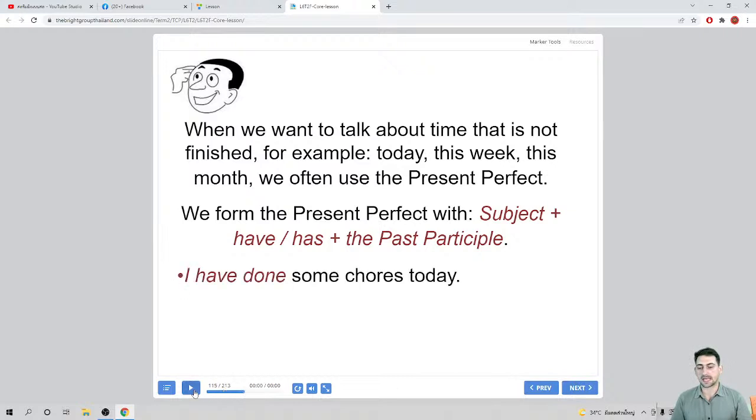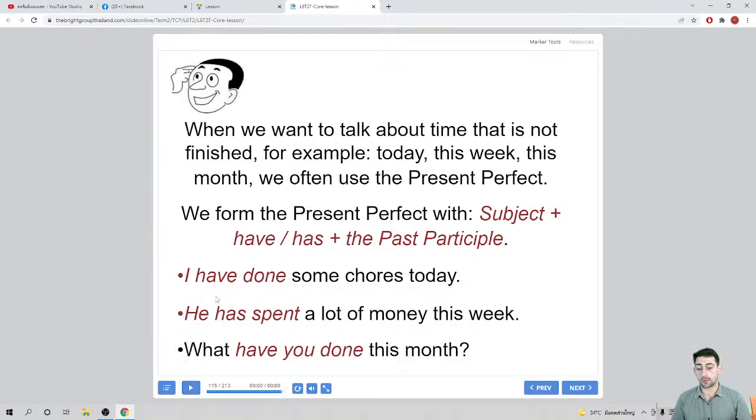And we have examples. I have 3 examples actually. I have done some chores today. The day is not finished yet because it's lunchtime. I've done some chores today. Even if we say when, the time is still not finished. Today is still here. It's the middle of the day.